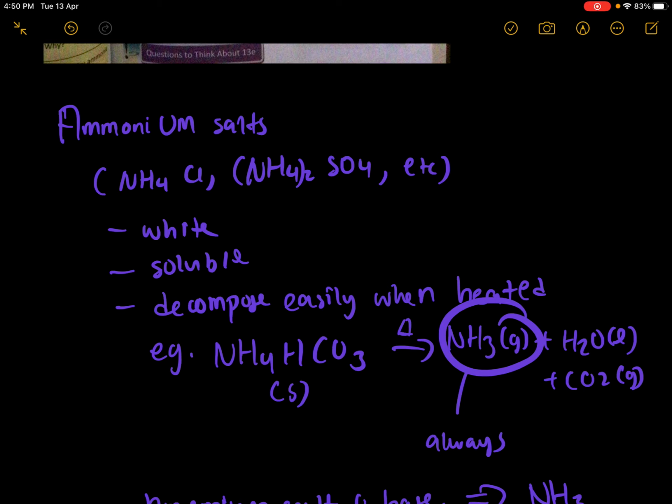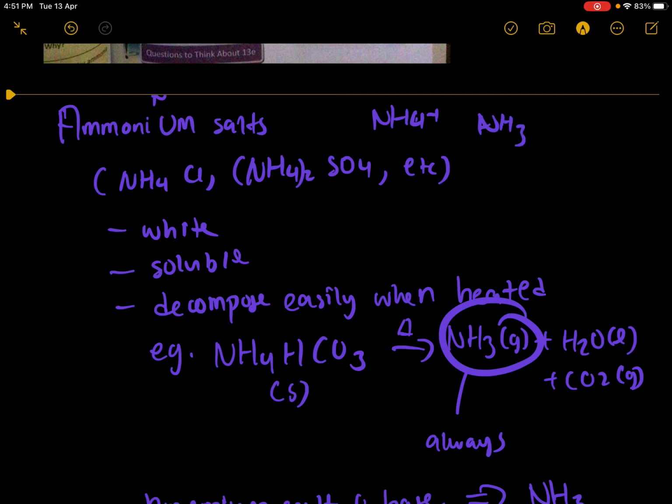Okay, we're almost at the end. Okay, ammonium salts. Ammonia and ammonium are different things. Ammonium is NH4 plus. NH3 is ammonia, so you have to be careful of the difference. Ammonium salts are white. They are soluble. They decompose easily when heated.